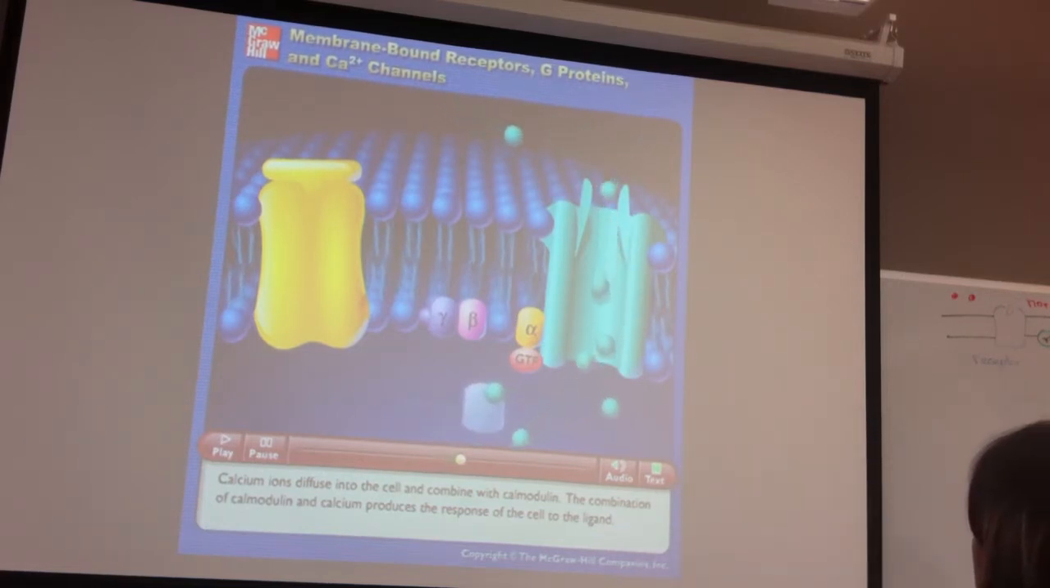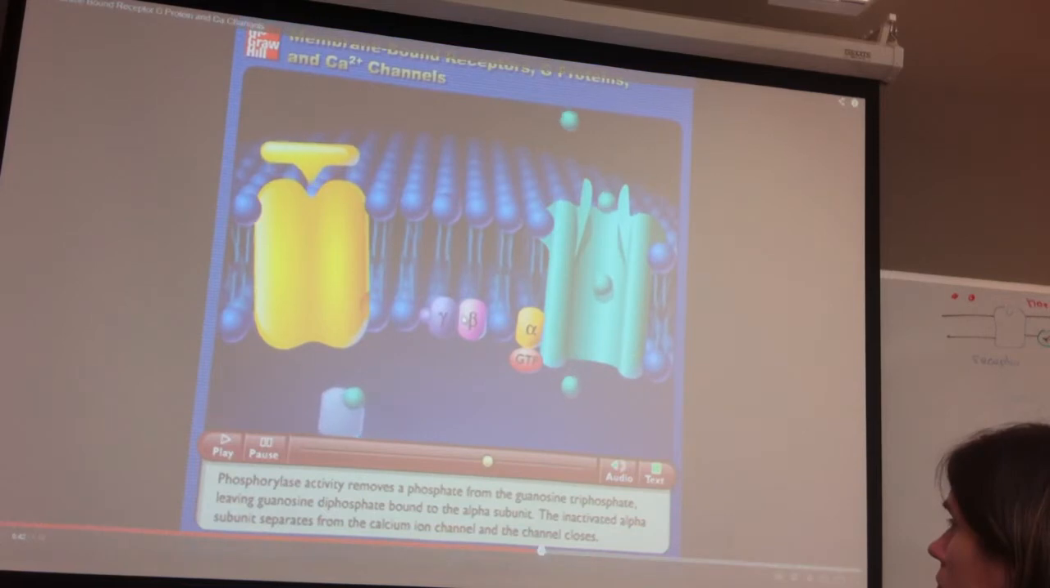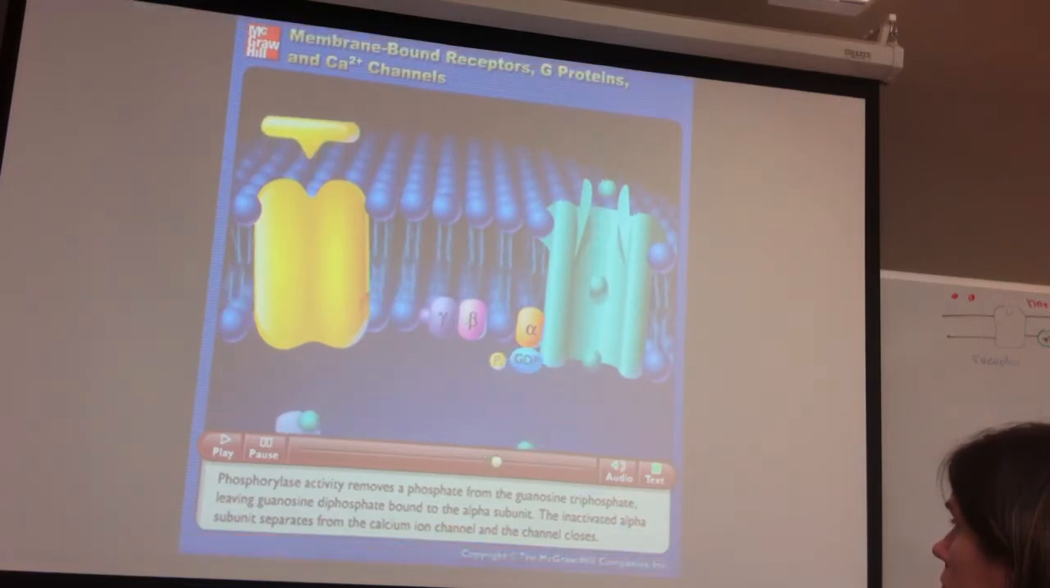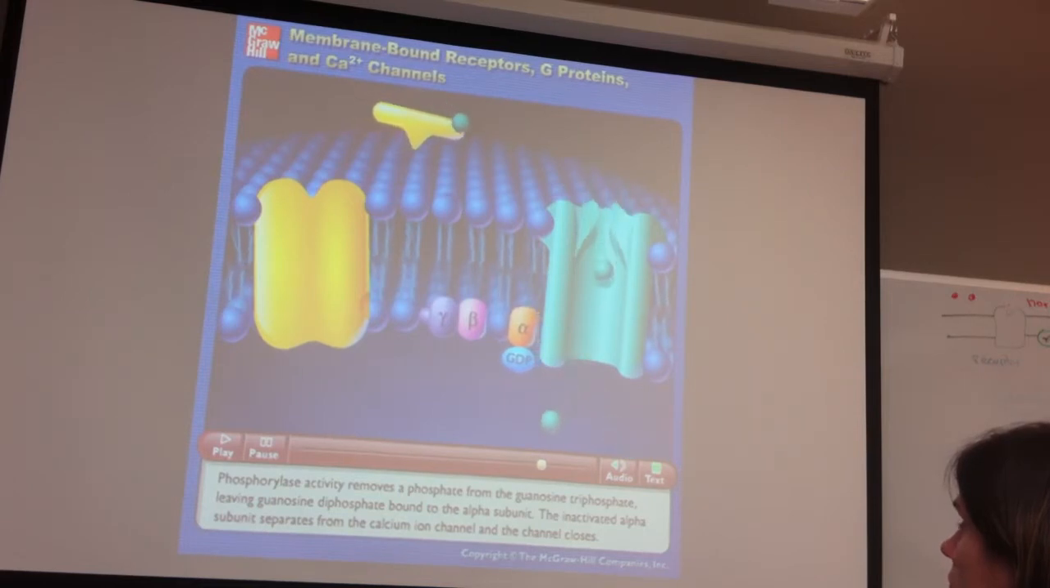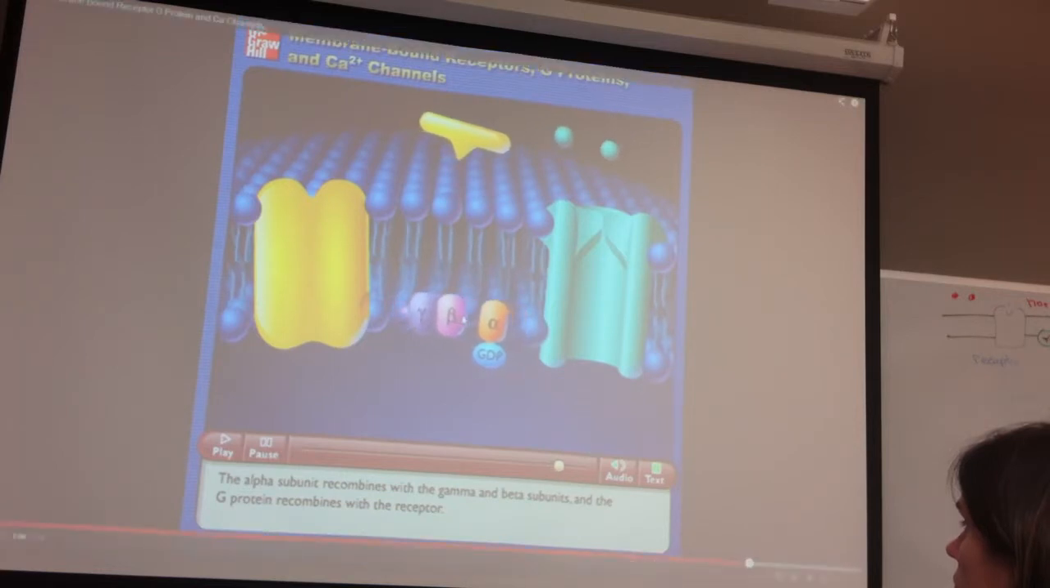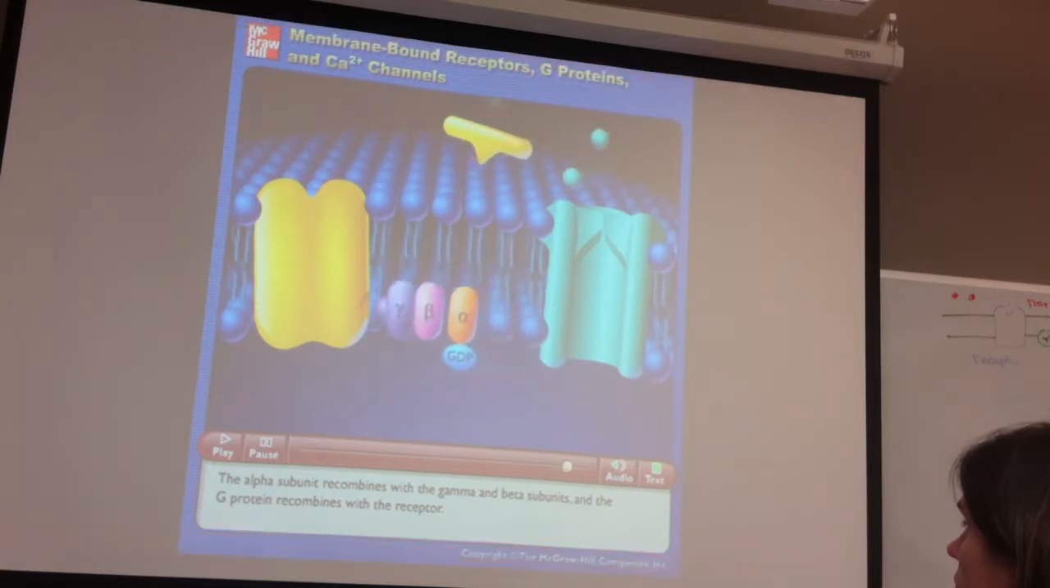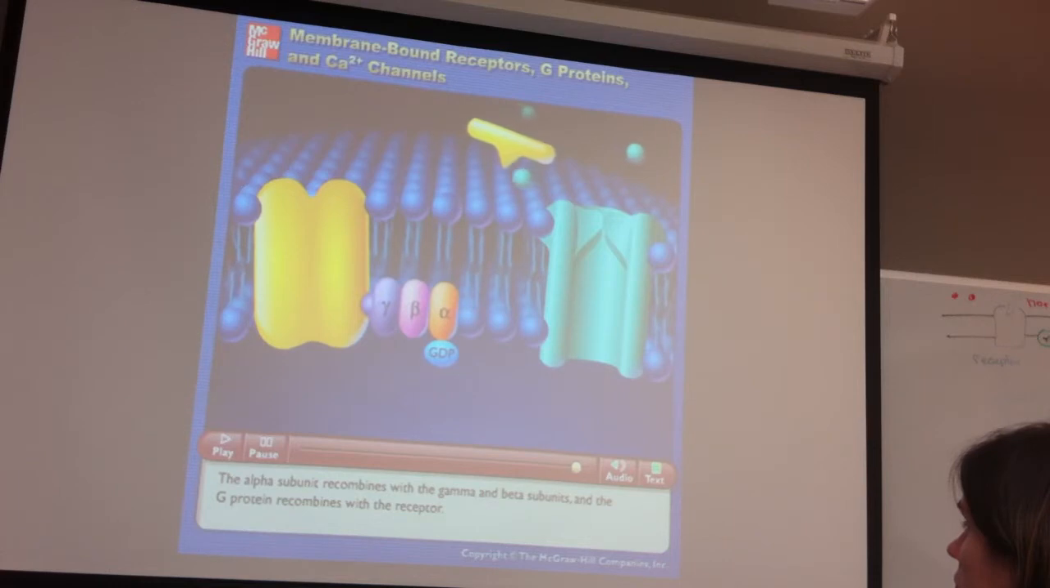The combination of calmodulin and calcium produces the response of the cell to the ligand. Phosphorylase activity removes a phosphate from the guanosine triphosphate, leaving guanosine diphosphate bound to the alpha subunit. The inactivated alpha subunit separates from the calcium ion channel and the channel closes. The alpha subunit recombines with the gamma and beta subunits, and the G protein recombines with the receptor.